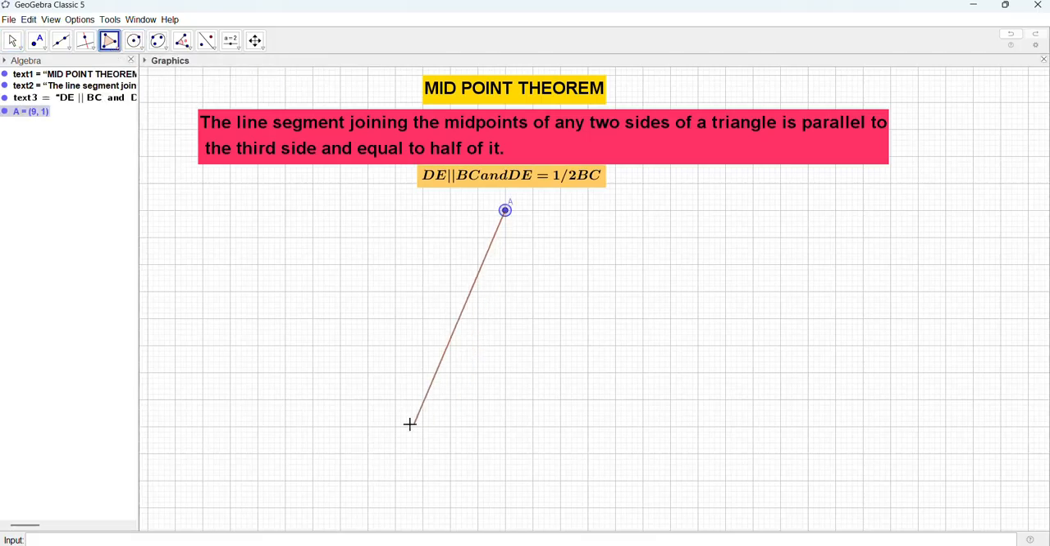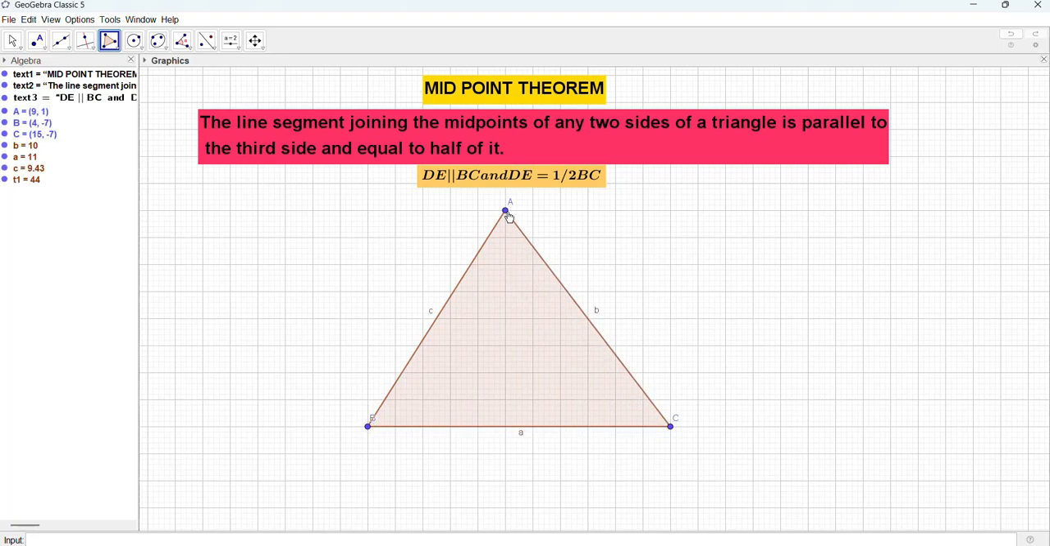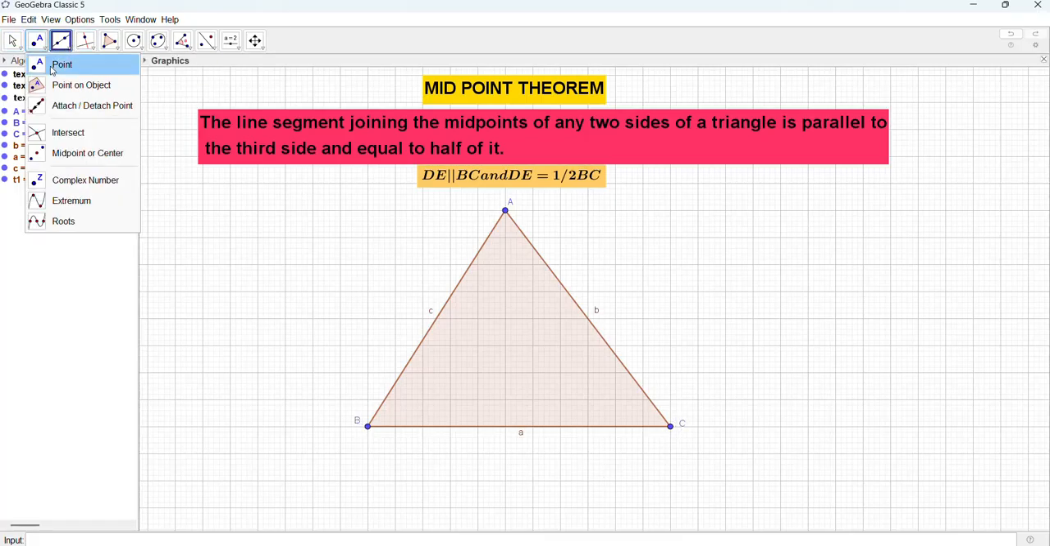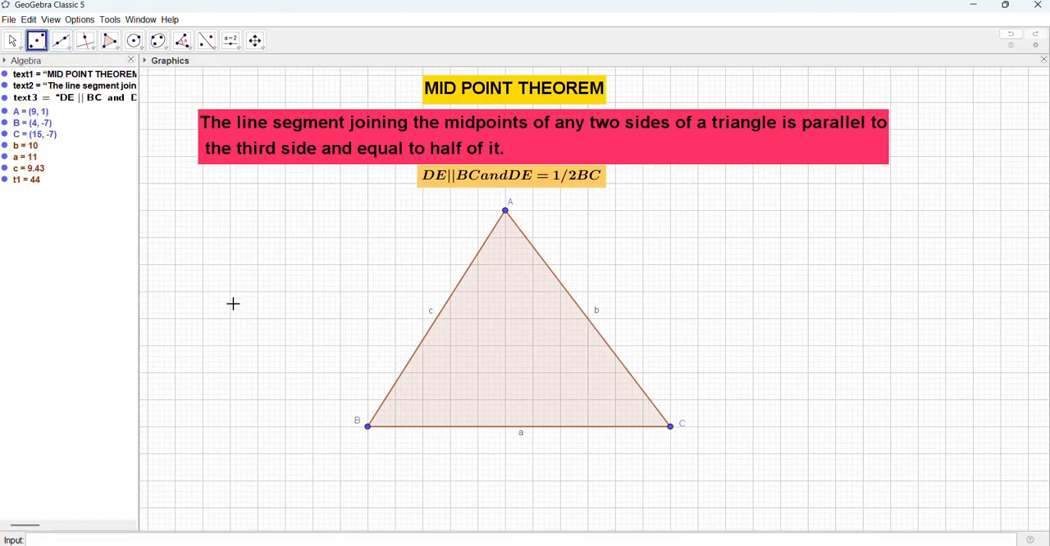So here is my triangle, and the name of the triangle is ABC. Now I am going to find the midpoints of sides AB and AC. For both sides I am going to find the midpoint. I have a ready-made tool available here which will give me the midpoint of a line segment. So the midpoint of line AB is point D, and for AC the midpoint is point E, which is written here.